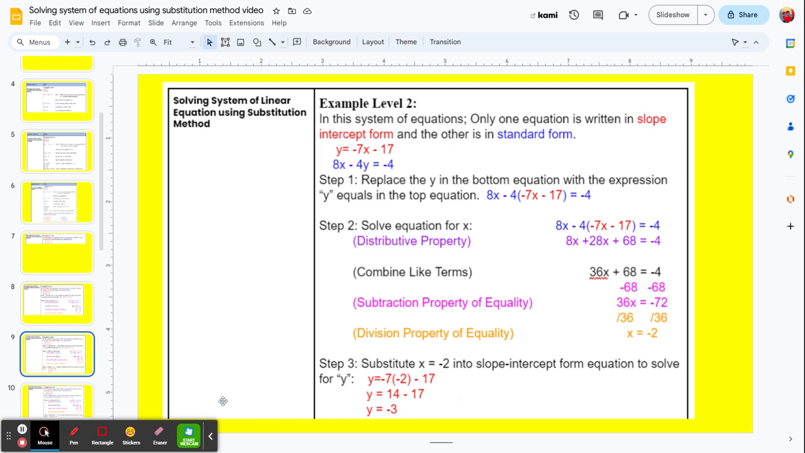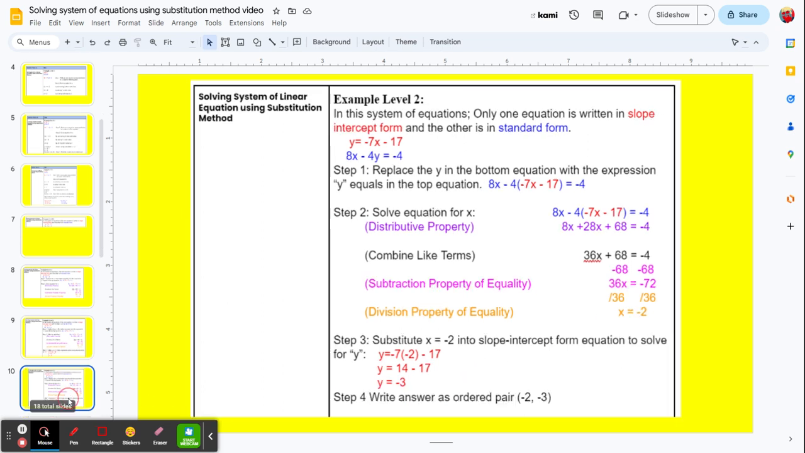So now we have our x and we have our y. So we're going to write our answer as an ordered pair. So our answer is (-2, -3). Just be careful. X comes before y in your ordered pair.